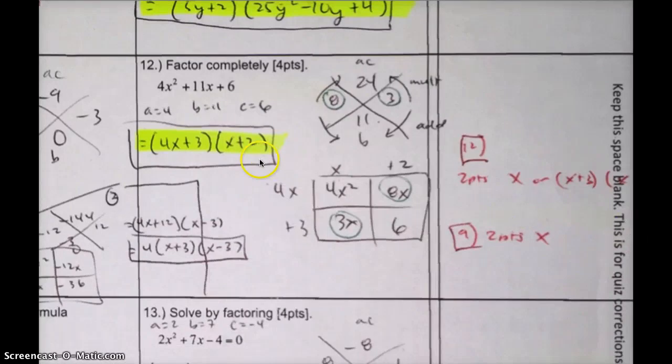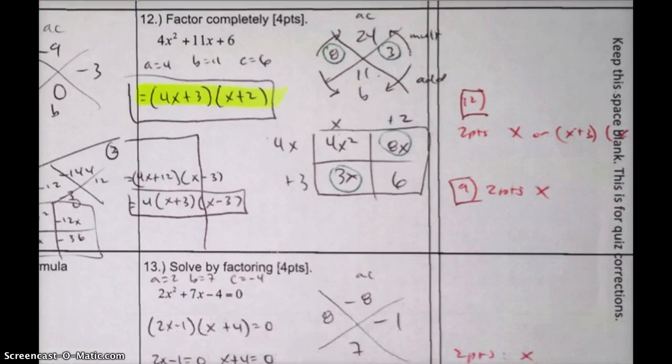Question number 12. You're essentially just factoring only. You're using your X box. After you do your X box, you're putting 8 and 3 there in the diagonals. First term in the top left, C value in the top right. What do they have in common here? They have an X going in this direction, 4X, this direction 3, this direction 2, then multiplying the boxes to double check that you have that. The answer is 4X plus 3 and X plus 2. Remember, if you're doing your X method correctly, I'm giving you 2 points out of 4.